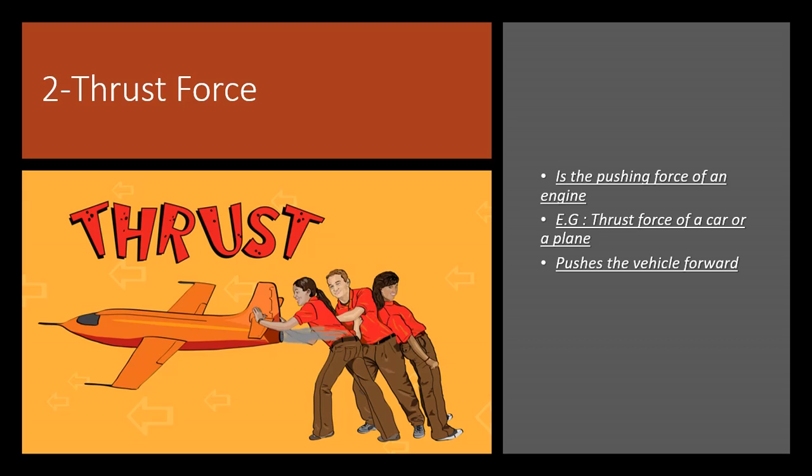So secondly, the second type of contact forces is thrust force. Thrust force actually is a very simple concept. Simply, an engine is moving the car forward. This forward force is called the thrust force. One more example is the engine of the airplane moving the airplane forward. So the forward force of the airplane is called the thrust force as well.